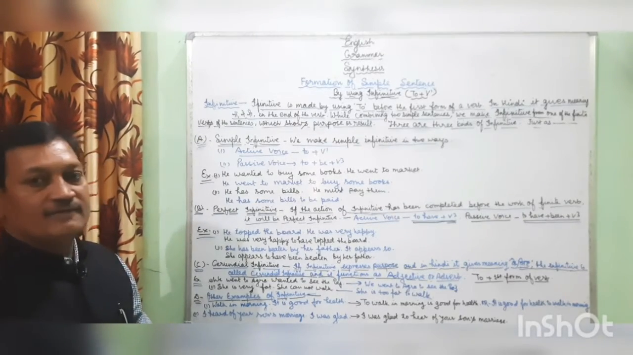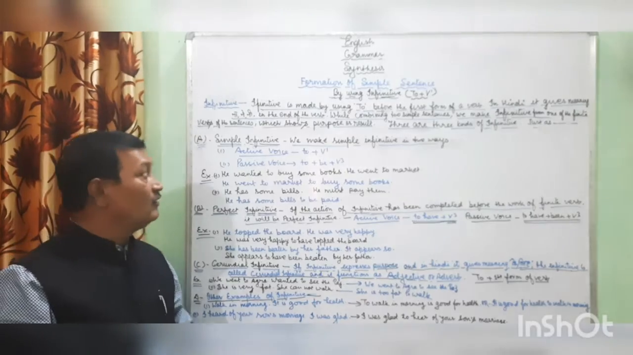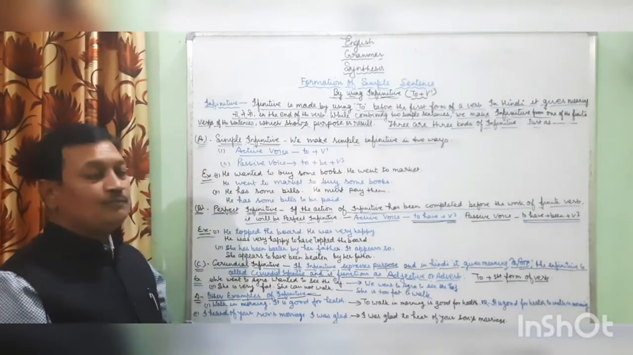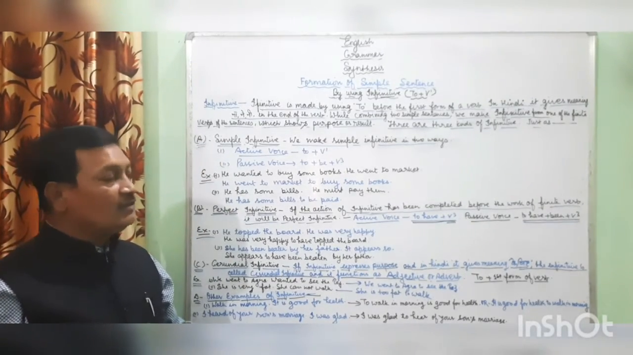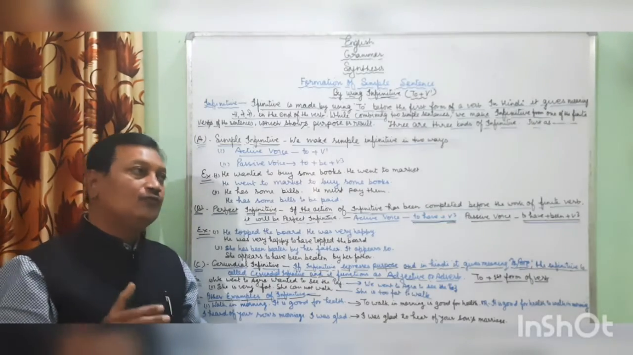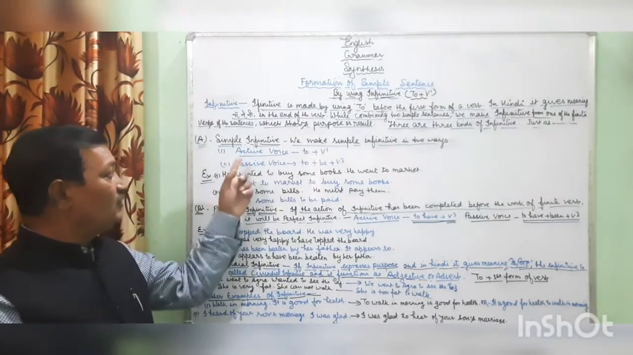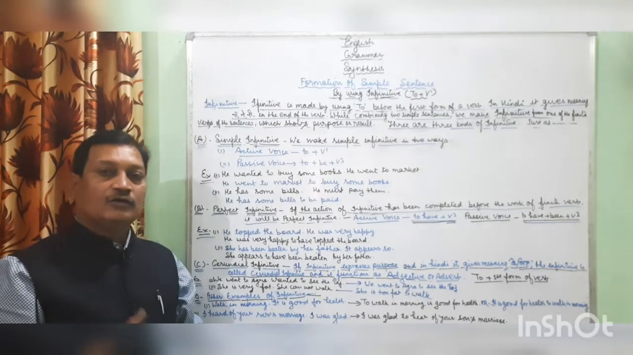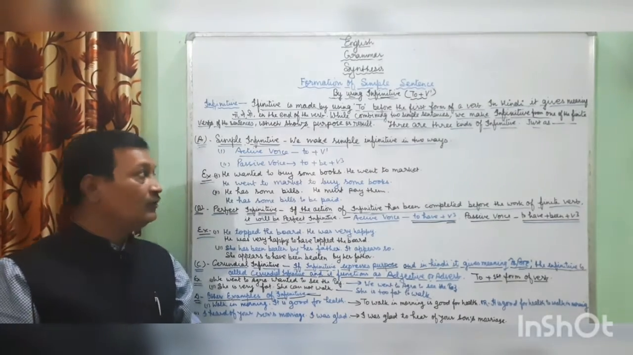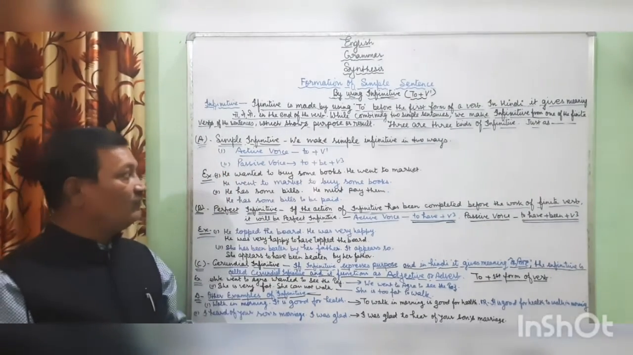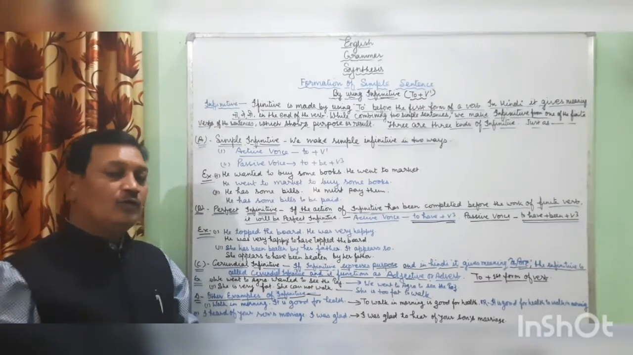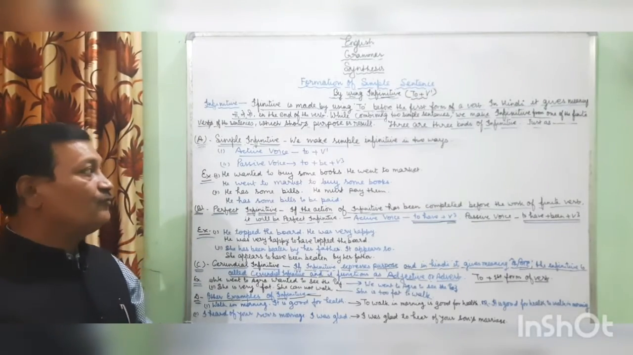There are three kinds of infinitive. Let's see the first one, simple infinitive. We make simple infinitive in two ways. First one, in active voice, to plus first form of the verb. Second way, passive voice, to plus be plus third form of the verb.